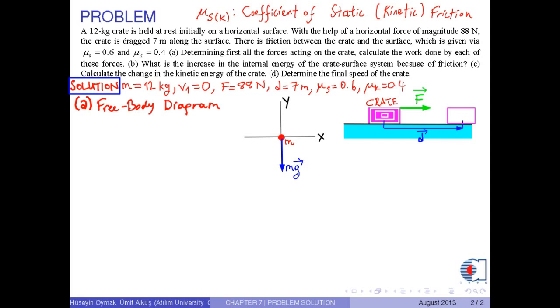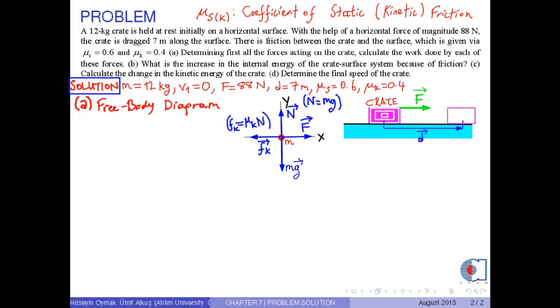Secondly, since there is a contact between the crate and the surface, we draw the normal force as follows. Because there is no motion along the y-axis, it has the magnitude of m times g by Newton's second law. And the external force F is drawn as it is. Finally, since there is a motion to the right, the kinetic frictional force is drawn to the left.